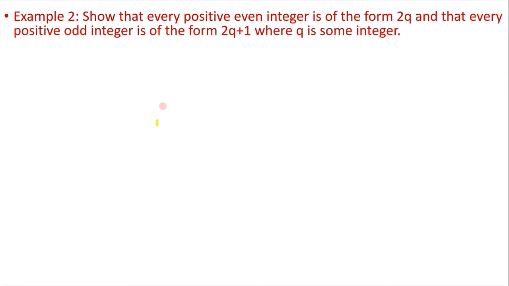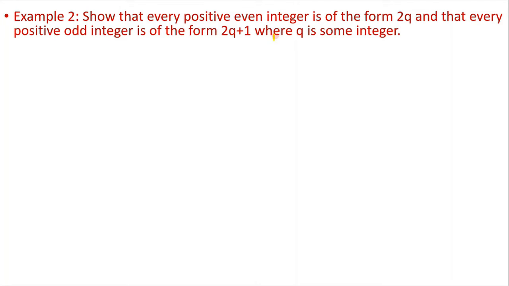Example 2. Show that every positive even integer is of the form 2q and that every positive odd integer is of the form 2q plus 1, where q is some integer. We know that the general equation of Euclid's division algorithm is a = bq + r, where the range of r lies between 0 ≤ r < b.